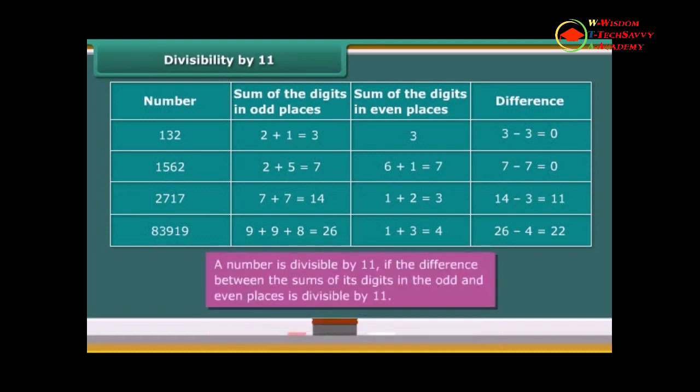A number is divisible by 11 if the difference between the sums of its digits in the odd and even places is divisible by 11.